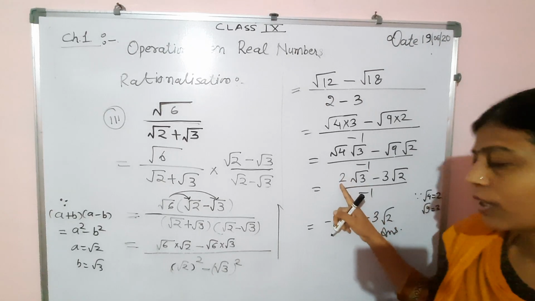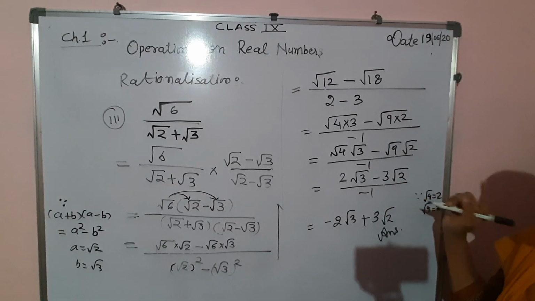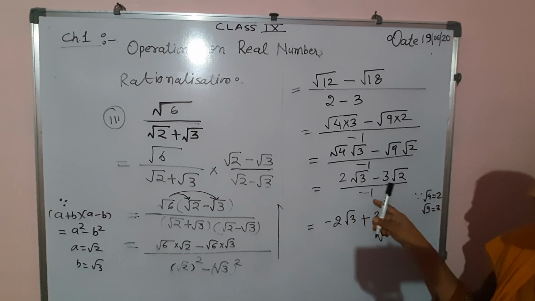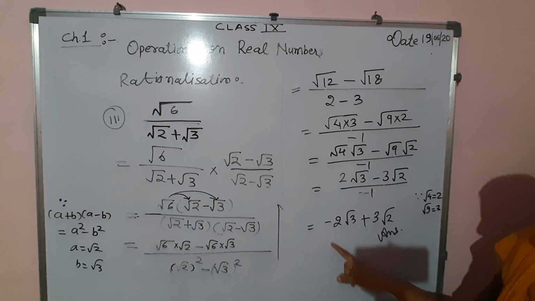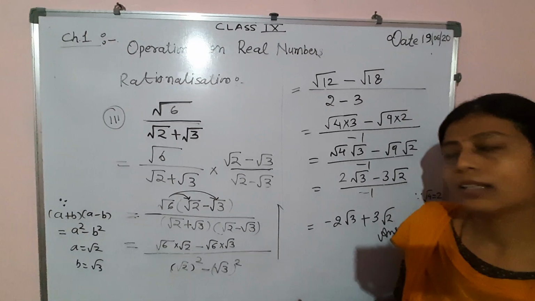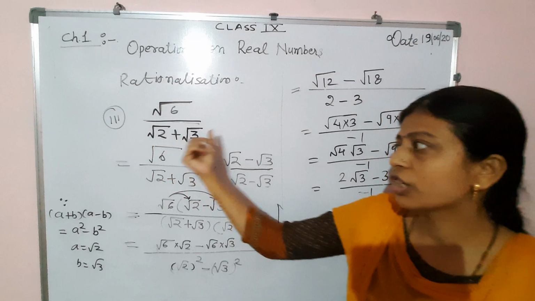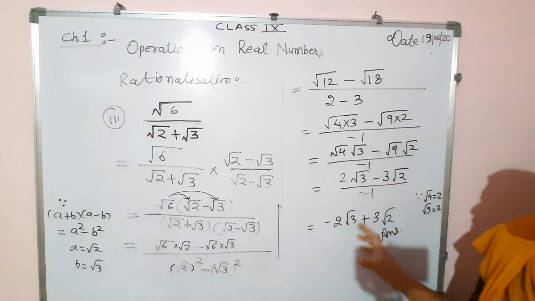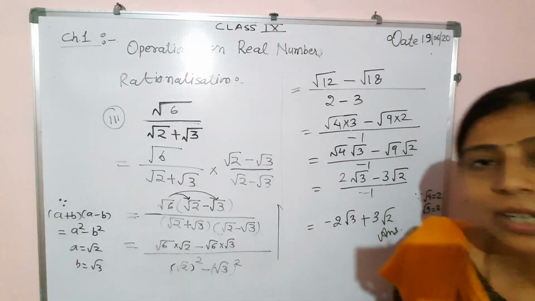So put here: root 4 changes to 2, this is root 3, root 9 becomes 3, and this is root 2, upon minus 1. Since minus 1 is in the denominator, we change the sign of the numerator. This becomes minus and this becomes plus. This is the answer. So by this method we can change the irrational number into a rational number. The denominator has converted to a rational number, 1 is a rational number. What kind of denominator did we get? A rational number. This is the process of rationalization.